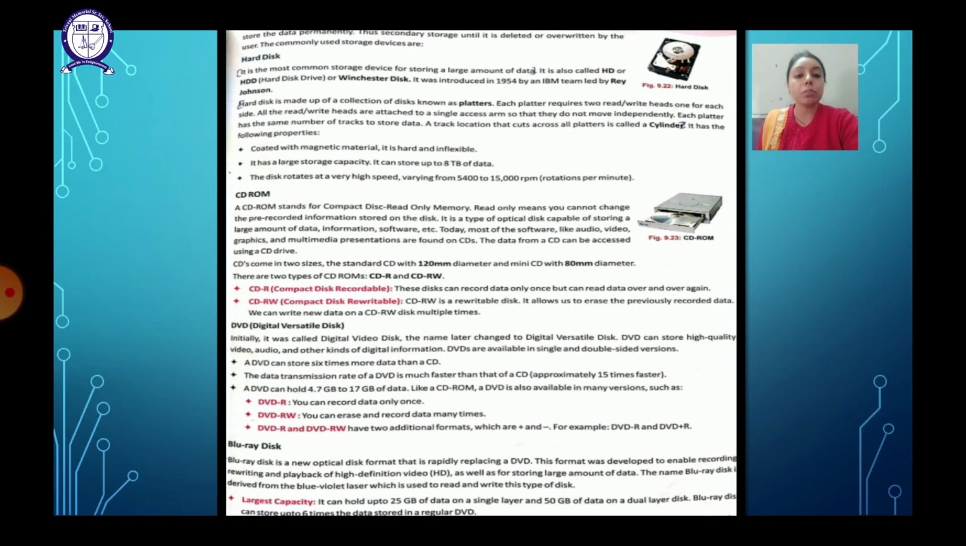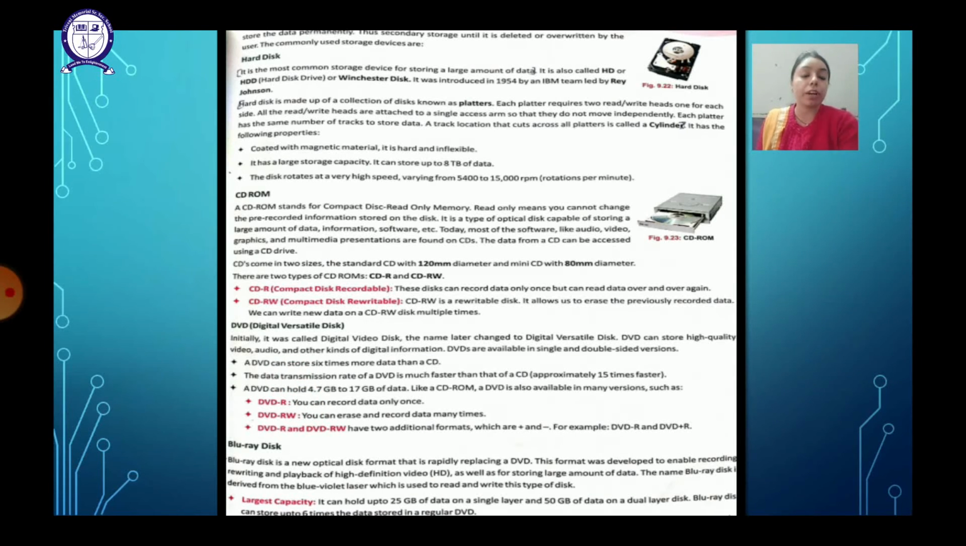Next we have the Blu-ray disc. A Blu-ray disc has the highest video quality and audio quality compared to a CD and DVD, and it is a new optical disc format which is rapidly replacing the DVD. Nowadays if any movie comes, it comes on a Blu-ray disc because it has high video quality as well as audio quality. You can see here it can hold up to 25 GB of data.